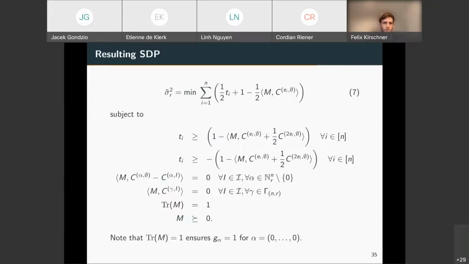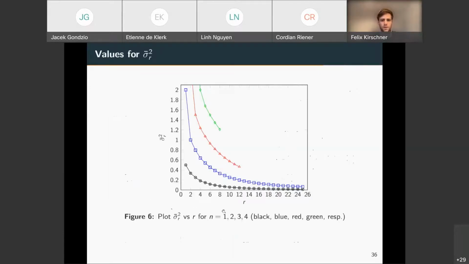Okay, so how do the results behave? That's what we're going to look at next. These we already saw, or at least some of them. So for n equals 1, minimizing sigma r squared, we get this line here. And then for n equals 2, we were able to compute the first 25 levels of the hierarchy.